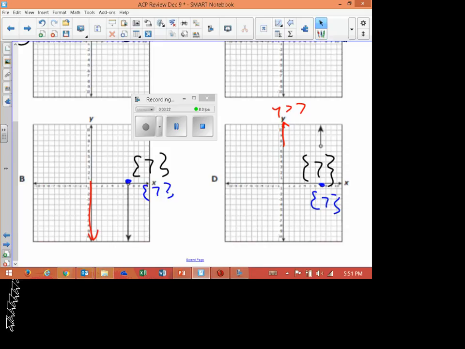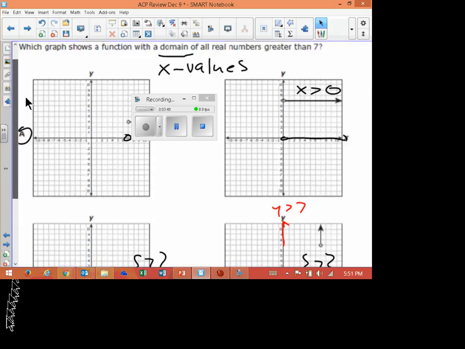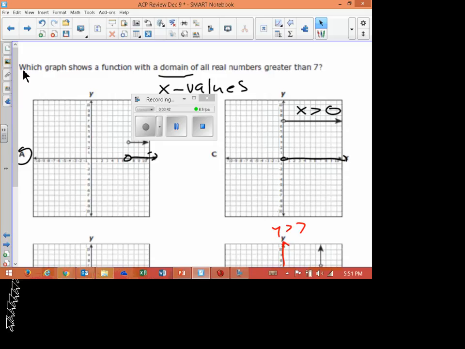But the range here is all numbers y less than 0, because it's going down. So numbers are getting smaller and smaller. It's not increasing; it would be going up. So I'm just using this one problem to explain all about domain and range. Let's look at this one.